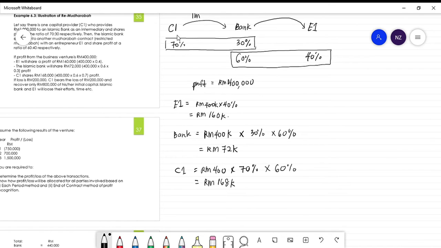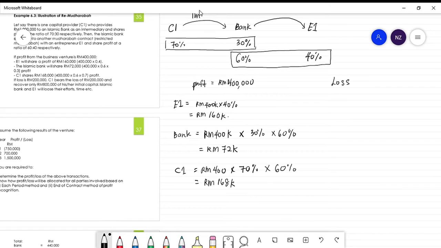That's why C1 will get 70% and also 60% of the profit. That's why you have to multiply the percentage in C1. Okay, that's for profit. Let's say if there is a loss, right?